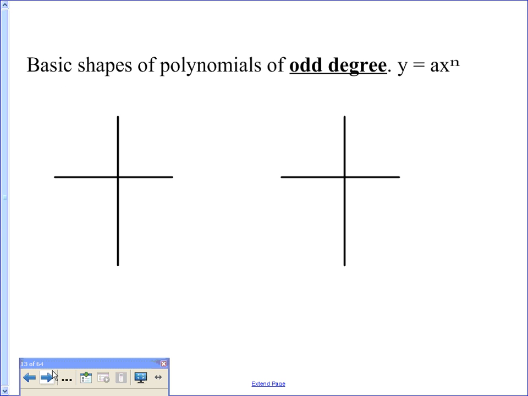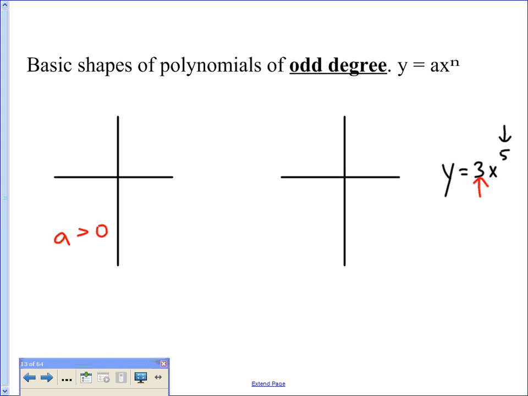So first of all, let's talk about the basic shapes of polynomials, and we're going to work on the ones of odd degree. An example of odd degree would be something like y equals 3x to the fifth. By odd degree, I mean that 5 there. That could be to the third power, so it could be a cubic, or it could be to the 7th power. So if we have a polynomial of odd degree, a is this value here.